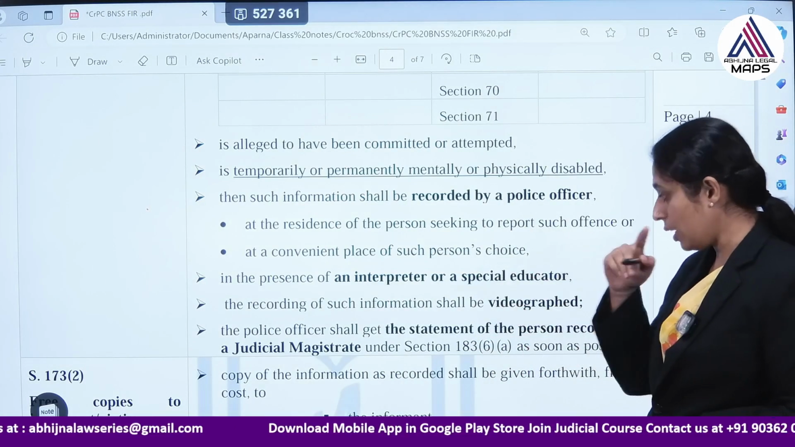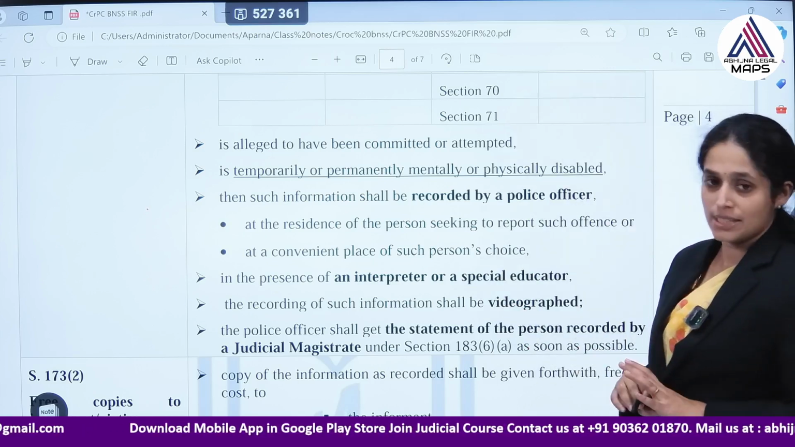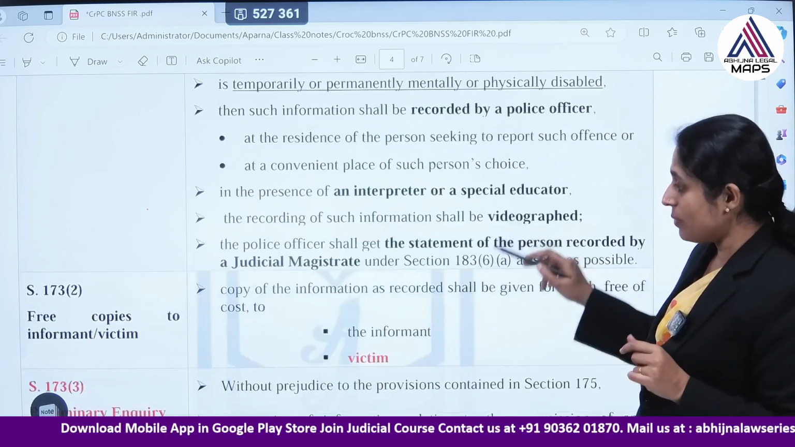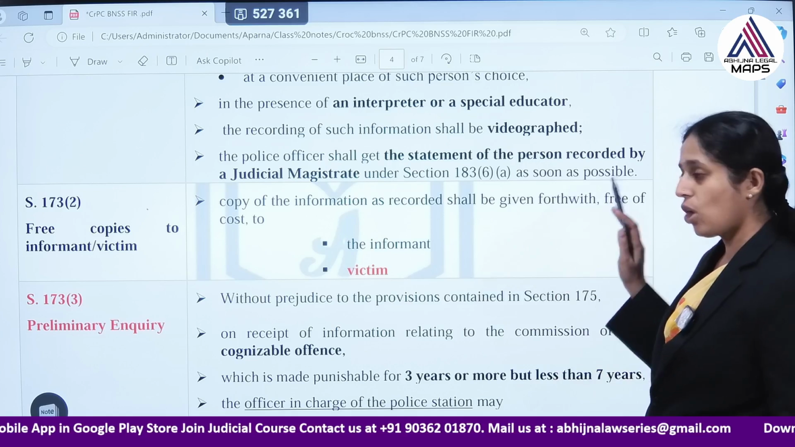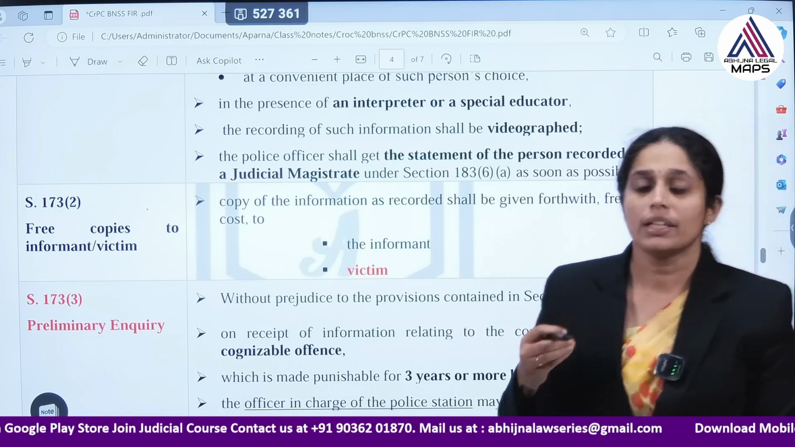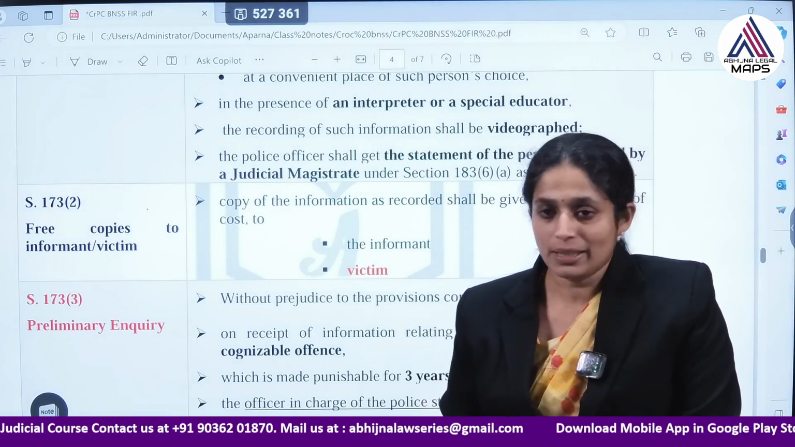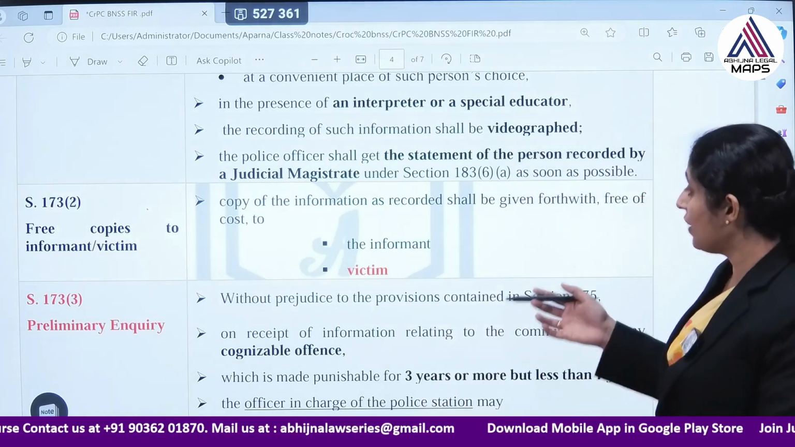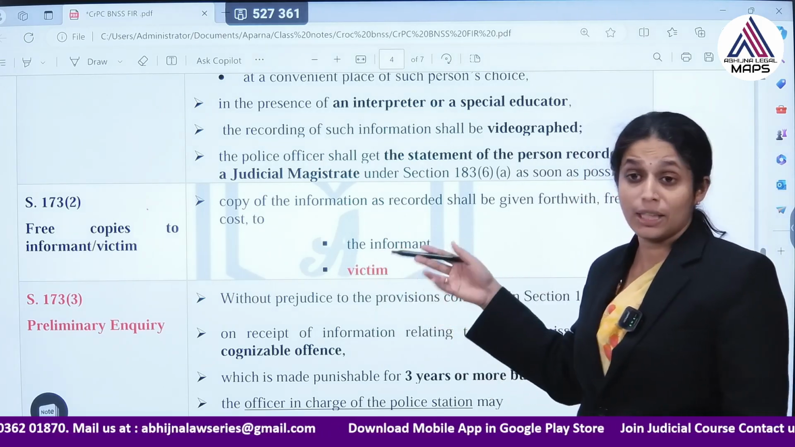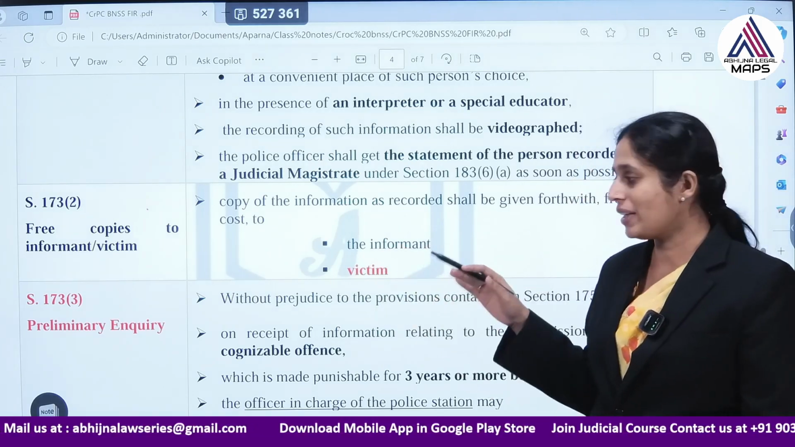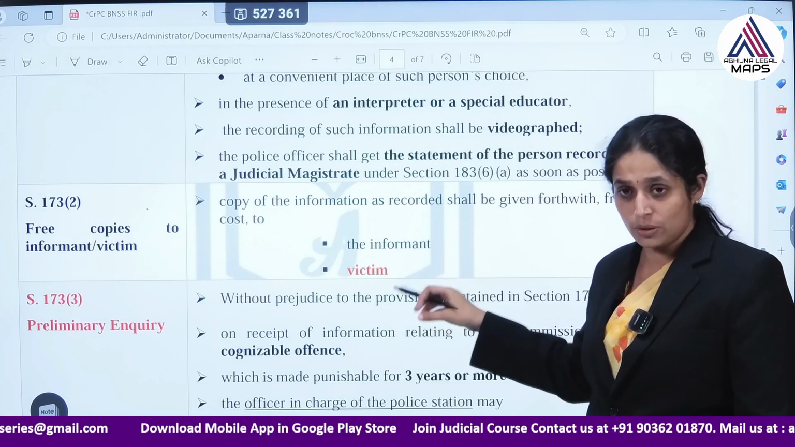Okay. So, a statement under 164 has to be recorded. The rest of the provisions are the same. And next comes, see, in red color whichever I have marked, earlier the copies of the information had to be given forthwith to the informant immediately free of cost. Now, even victims can obtain the free copies. So, always the informant need not be the victim. So, that is why they say the free copies have to be given to the informant also and to the victim also.